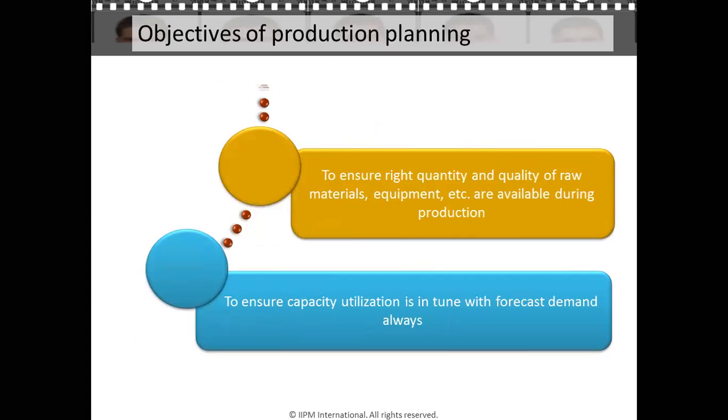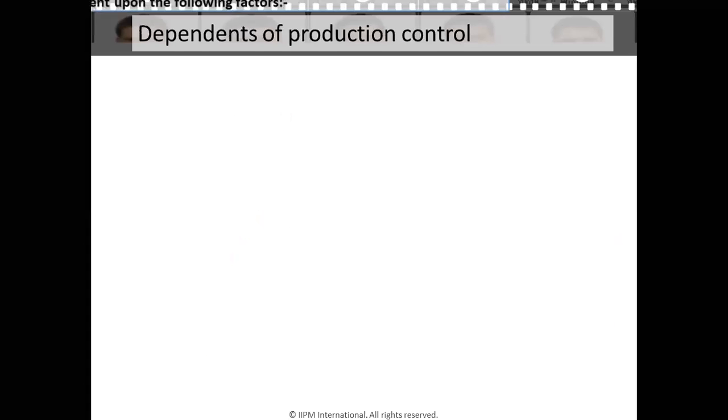Objectives of production planning: to ensure capacity utilization is in tune with forecast demand always. To ensure the right quantity and quality of raw materials, equipment, and so on available during production.